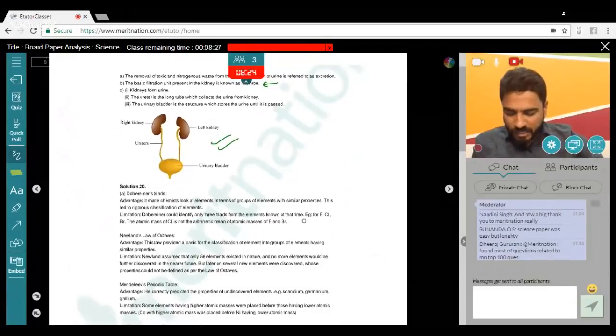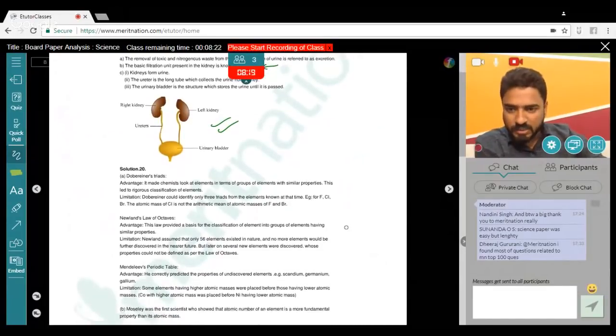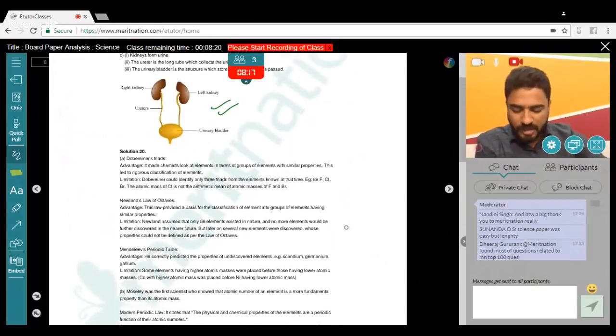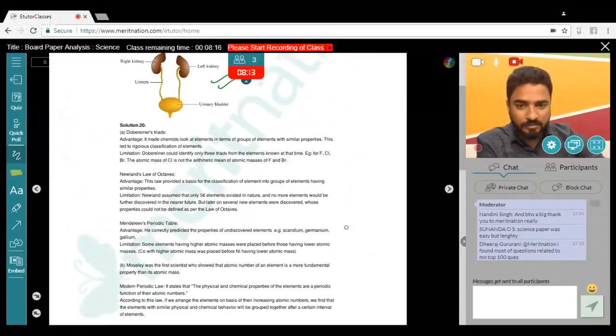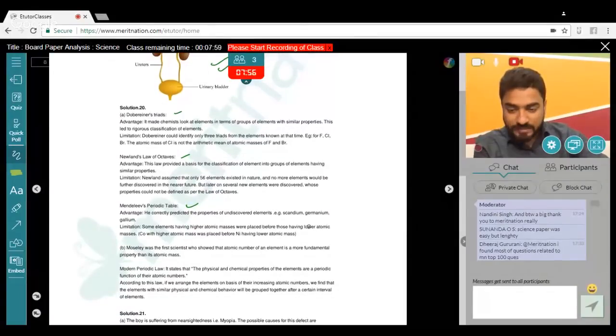Question number 20 is from your chemistry portion, simple questions over here, on what the modern periodic table has. You had to mention some of the advantages and limitations of the 3 attempts, that is Dobereiner's triads, Newlands' law of octaves and Mendeleev's periodic table. So you had to mention one advantage and one limitation for each of these 3. Okay. The scientist's name was Moseley.